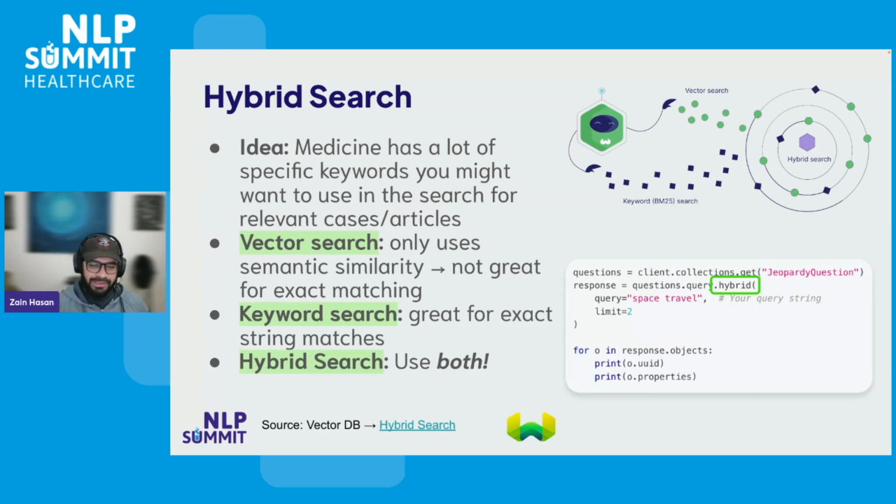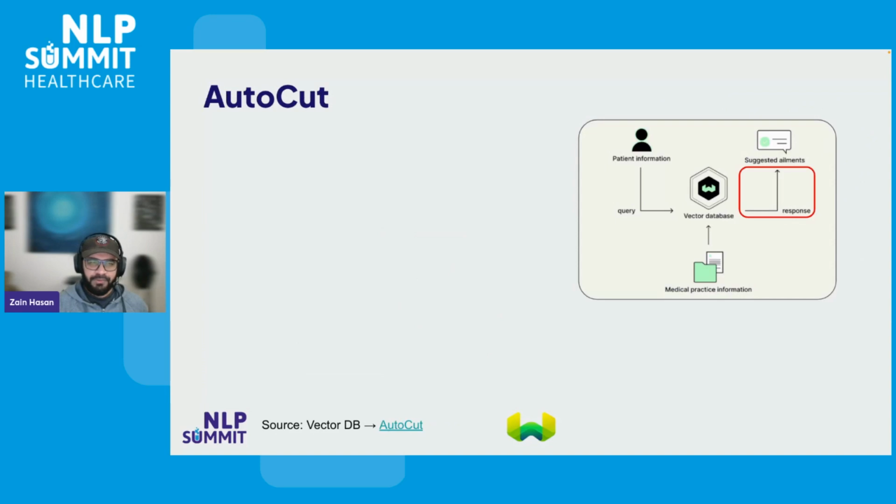And this is probably in production what will give you the biggest improvement in performance. And in production, a lot of customers use this. All right. So the next optimization that we can make here is called AutoCut. So AutoCut has to do with filtering what's returned and then seeing whether it's relevant.